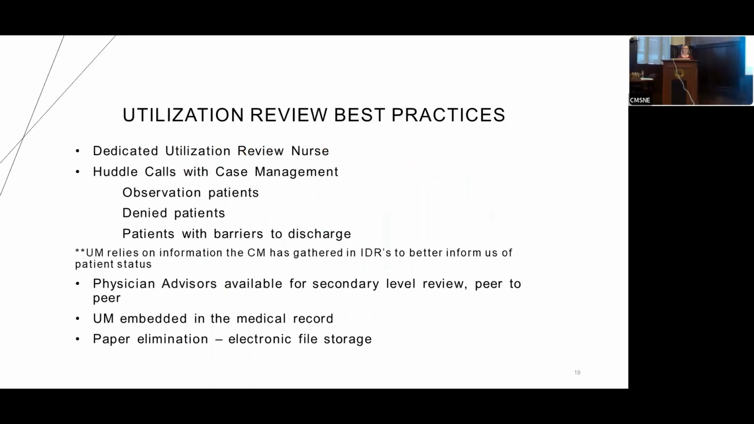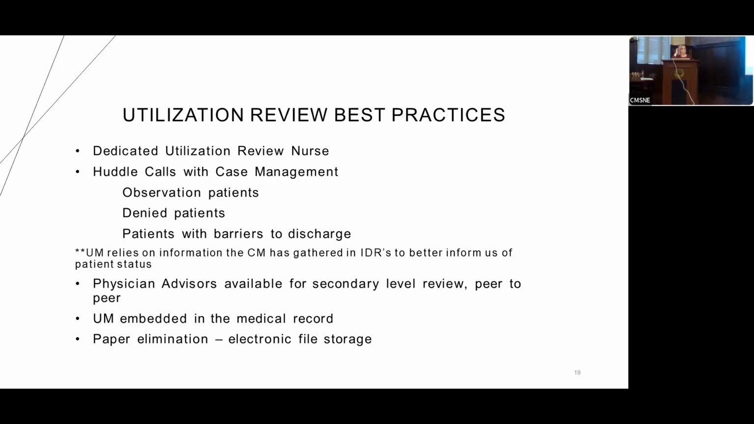So these are some best practices that we've been doing at our facilities. About 10 years ago, not quite 10 years ago, we separated out from case management, and that's been great. We have nurses who are dedicated, because when you do a combined role, it's hard to do both. It's really hard to do case management and discharge planning and pay attention and care about the denials that are coming in. We do huddle calls with our case management partners daily.